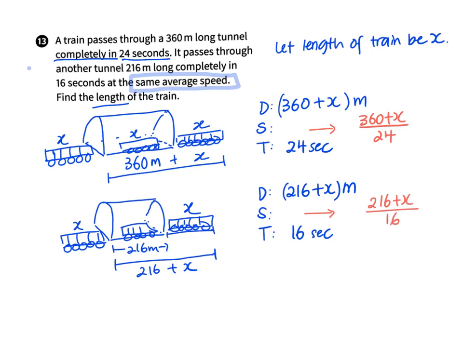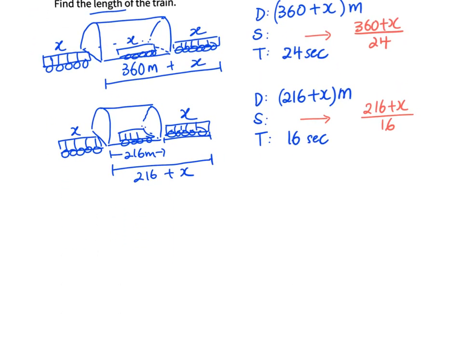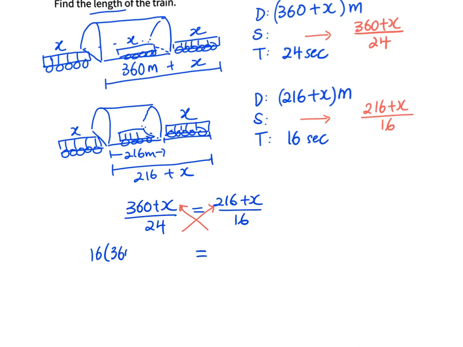So now the question says that the speeds are the same. So we're going to form an algebraic equation. The algebraic equation will say that the speed at the first part of the journey is equal to the speed at the second part of the journey. And they want us to solve for the length of x. So when we have a fraction on each side, we can now cross multiply and solve the equation. Equal sign stays in the center. So I have 16 times (360 plus x) equals 24 times (216 plus x).